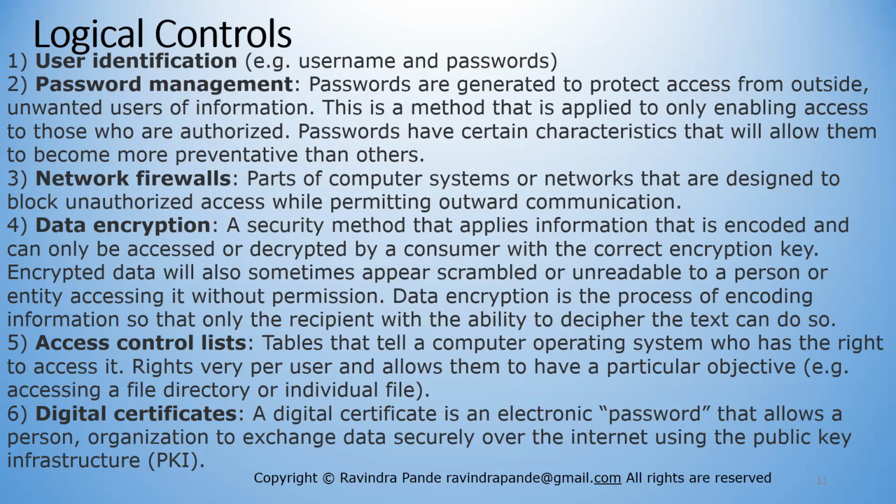This is also called ciphering. Ciphering in the sense that you decipher the data. You change the appearance of the data, but the data is still there, right? That's how data encryption is a process of encoding information, so that only the recipient with the ability to decipher the text can do so. And this is how actual encryption works even in a digital world.